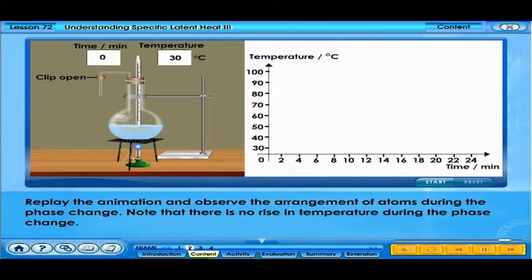Replay the animation and observe the arrangement of atoms during the phase change. Note that there is no rise in temperature during the phase change.